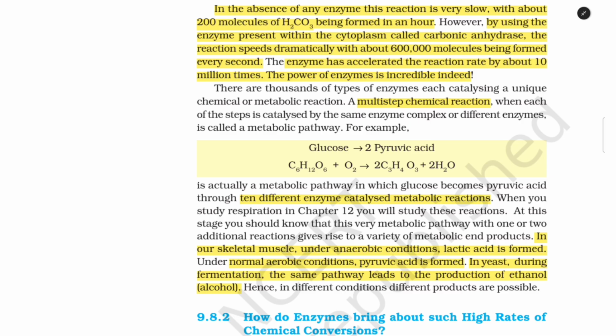At this stage, you should know that this very metabolic pathway, with one or two additional reactions, gives rise to a variety of metabolic end products. In our skeletal muscle, under anaerobic condition, lactic acid is formed. Under normal aerobic condition, pyruvic acid is formed. In yeast, during fermentation, the same pathway leads to the production of ethanol, that is alcohol. Hence, in different conditions, different products are possible.